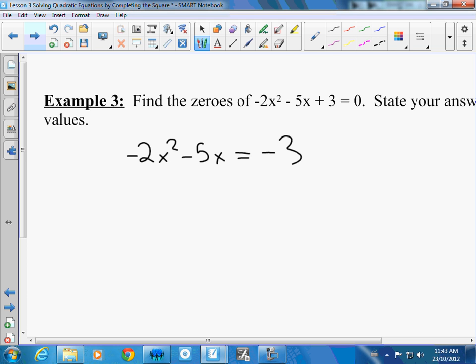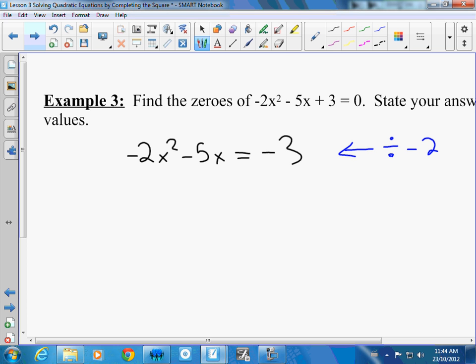So to divide by what? Negative 2. Why do we have to divide by negative 2? Because we want x squared by itself, don't we? Isn't that kind of the rules that we're going along here? We want to get x squared by itself. This is where we're going to end up with another fraction, which you guys don't like, but it doesn't matter. So we're going to take this whole thing and divide by negative 2.